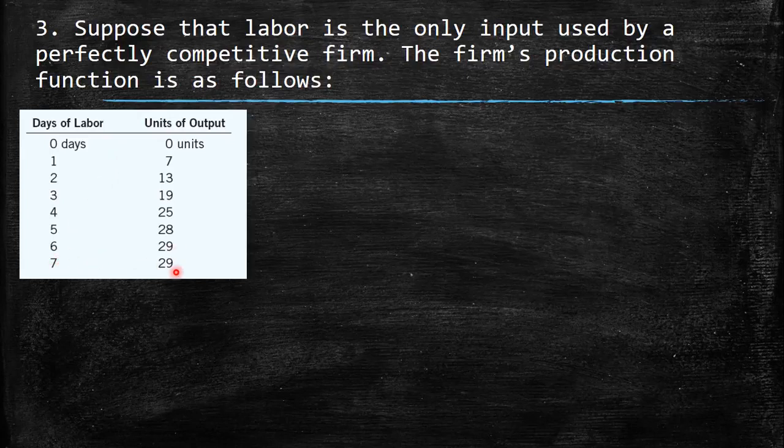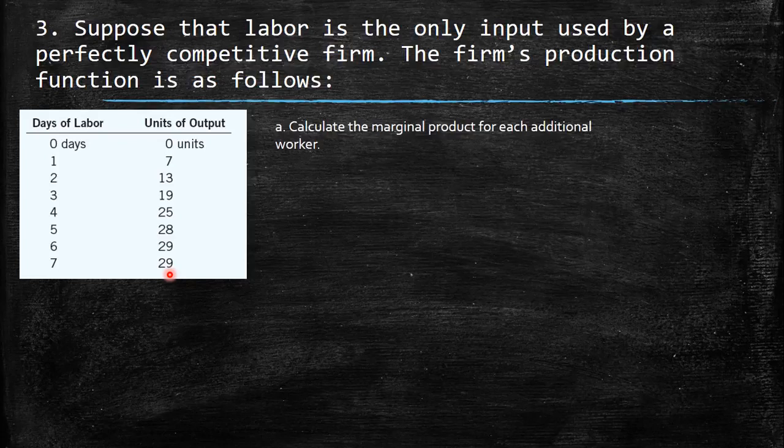days will bring 29. Automatically you can see the similarity to the previous part of the explanation of the chapter, where the days of labor are increasing, and the units of output are increasing too, but not at the same rate. Naturally, we see how at the 7th day there is no growth, and it remains exactly the same, 29.